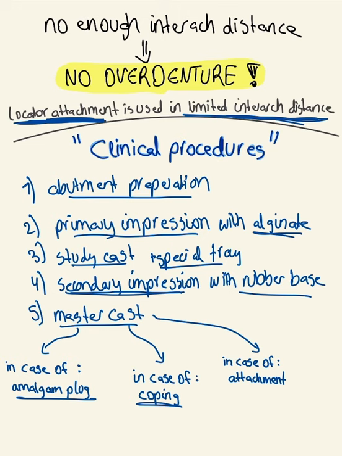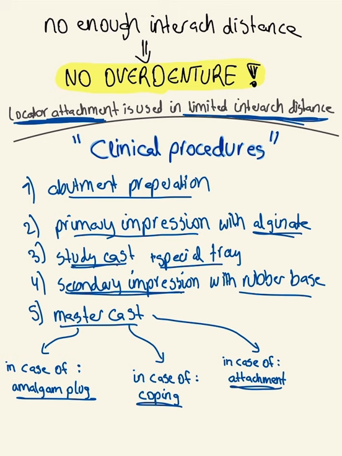What does try-in mean? Try-in means you look at the fitting surface of the denture. You look for stability. You check the vertical dimension. You check the occlusion.